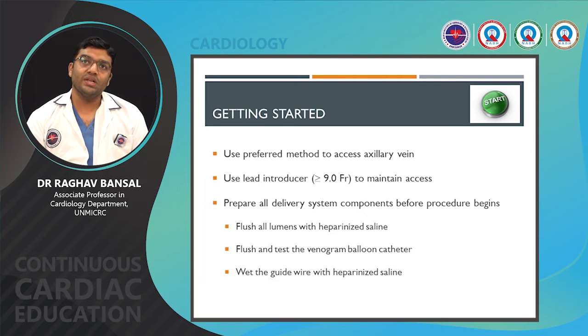Slit away sheaths are more commonly used. Peelable sheaths are only available with Abbott right now. So we have to prepare all the delivery system components before the procedure begins. We have to flush all the lumens with heparinized saline.